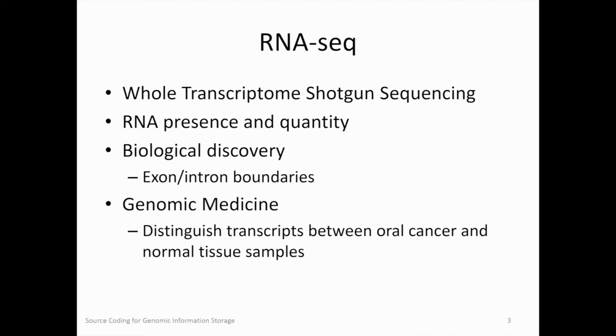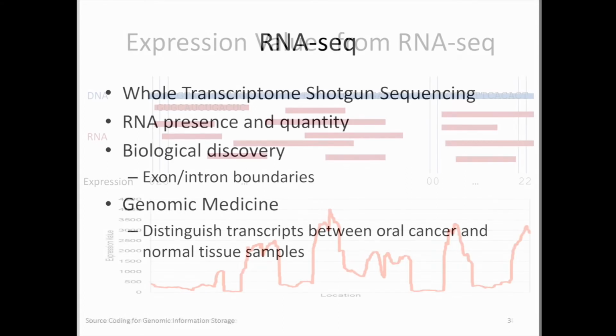For example, it can tell us what is the exact boundary between exons and introns. And also, from a genomic medicine point of view, it can help us to make a lot of discoveries. For example, it has been demonstrated that you can distinguish transcripts between some oral cancer and normal tissues. As a result, this is a very important technology, and we're interested in the data that are generated from this.